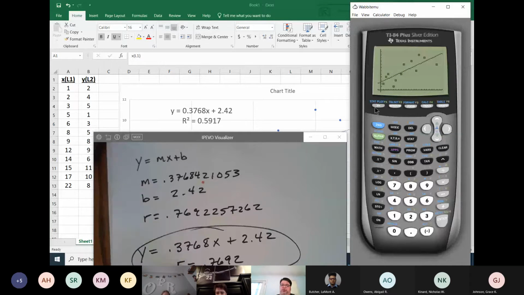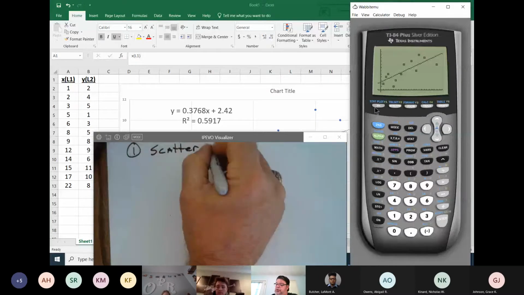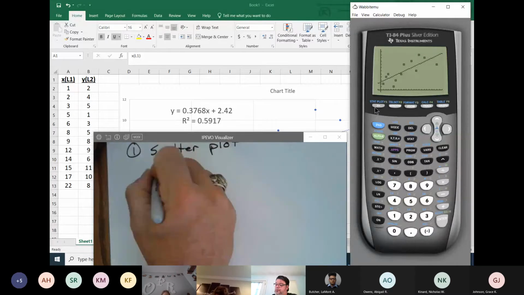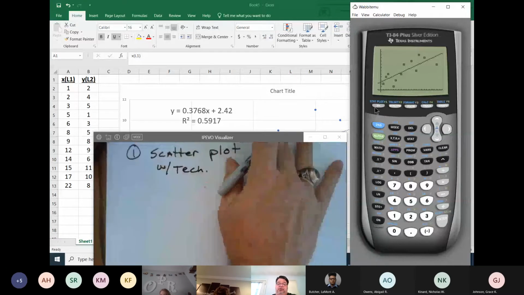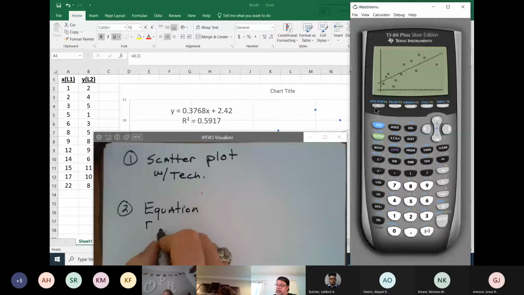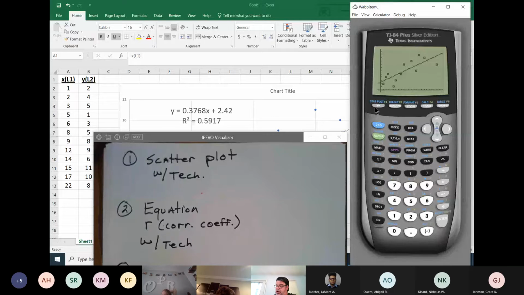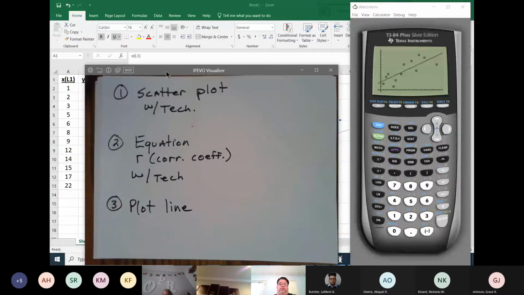So the 3 questions you should be able to do. 1, you should be able to do a scatter plot with technology. Okay, that's number 1 for the test. Number 2, you should be able to find the equation of the line and the R factor with technology. This is called the correlation coefficient, with tech. And 3, well, that's pretty much it. Because if you can do a scatter plot and the line, 3 is make sure you can plot the line. So those are the 3 things that I'm going to ask you to do out of 4.1 and 4.2.